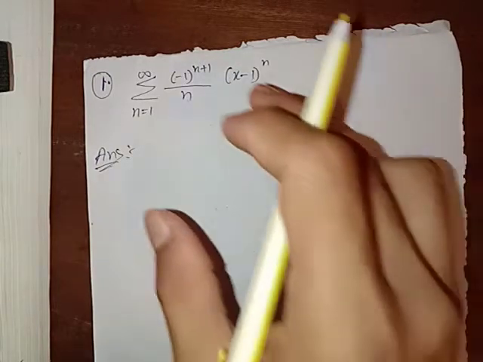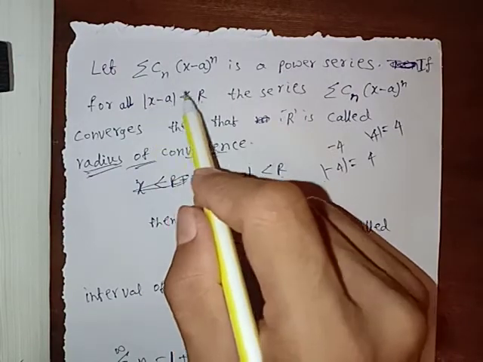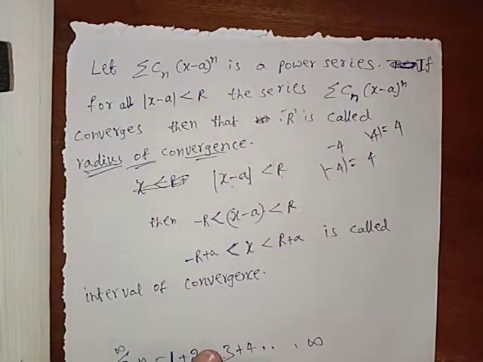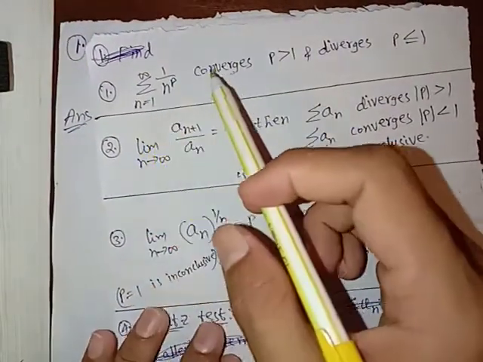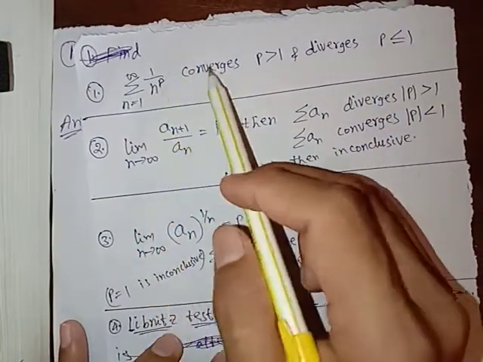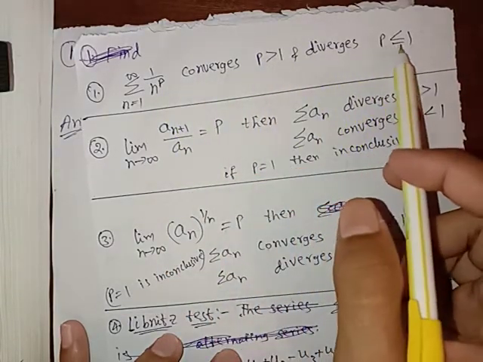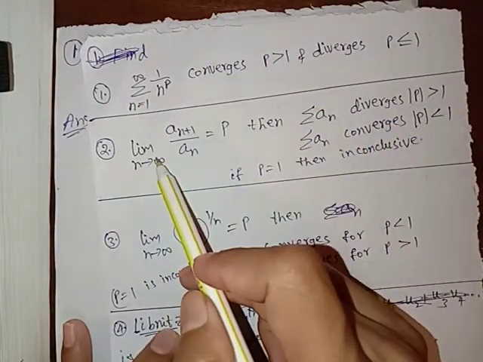To find the radius of convergence, that means for which values of |x minus a| less than r this series converges. What are the rules for convergence of a series? We have some rules for convergence. The series 1 divided by n^p converges if p is greater than 1 and diverges if p is less than or equal to 1. This is the p series test. And this is the ratio test.